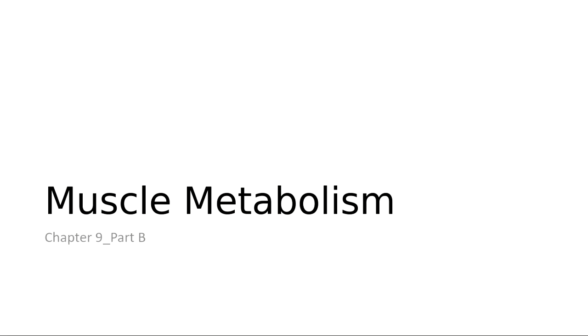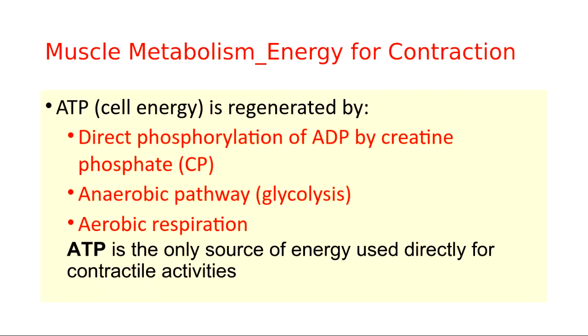The next portion is going to look at muscle metabolism, or the mechanisms by which skeletal muscle, to be specific, creates ATP, creates energy. And when it comes to muscle metabolism, there are three basic mechanisms by which skeletal muscles can make ATP. One of the mechanisms is called direct phosphorylation of ADP by creatine phosphate. The other one is called anaerobic pathways or glycolysis, and this is a fermentation pathway. And the last one is aerobic respiration.